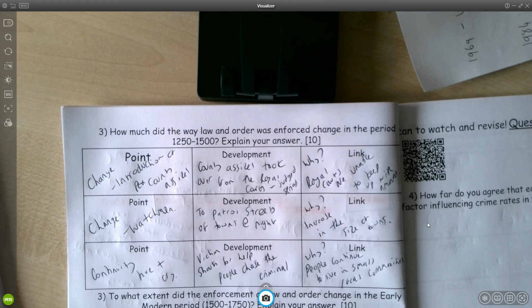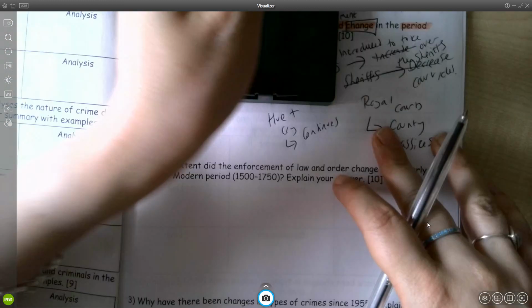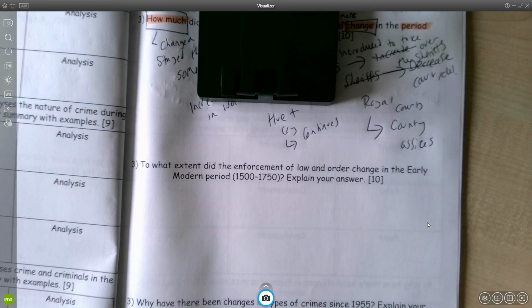Okay, so same again, but for this question, highlight the key parts. So the date, the question focus, the topic, is it crime, law enforcement, punishment, and then the question. Pause and play when you are ready.